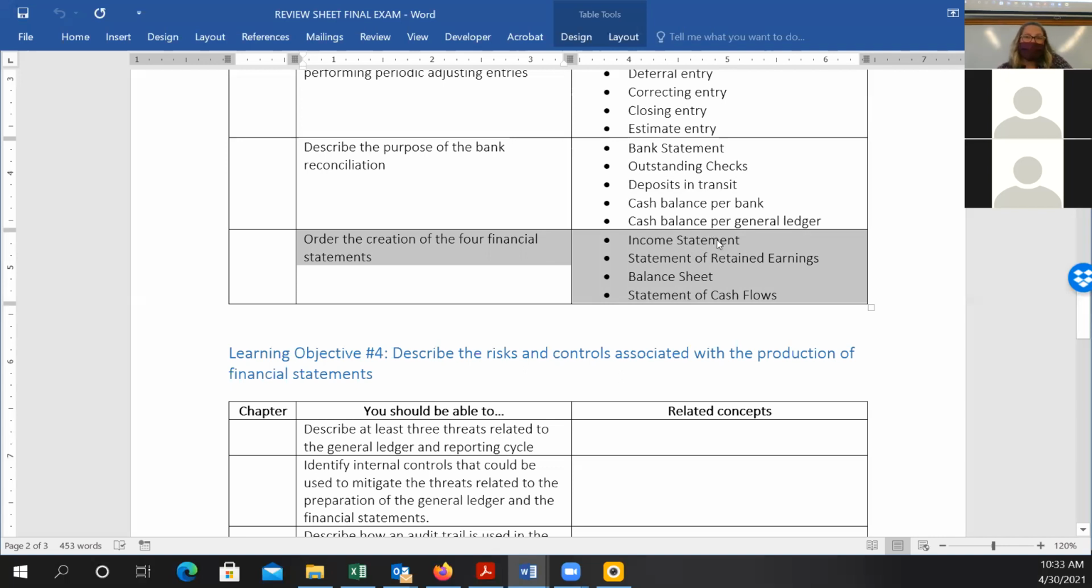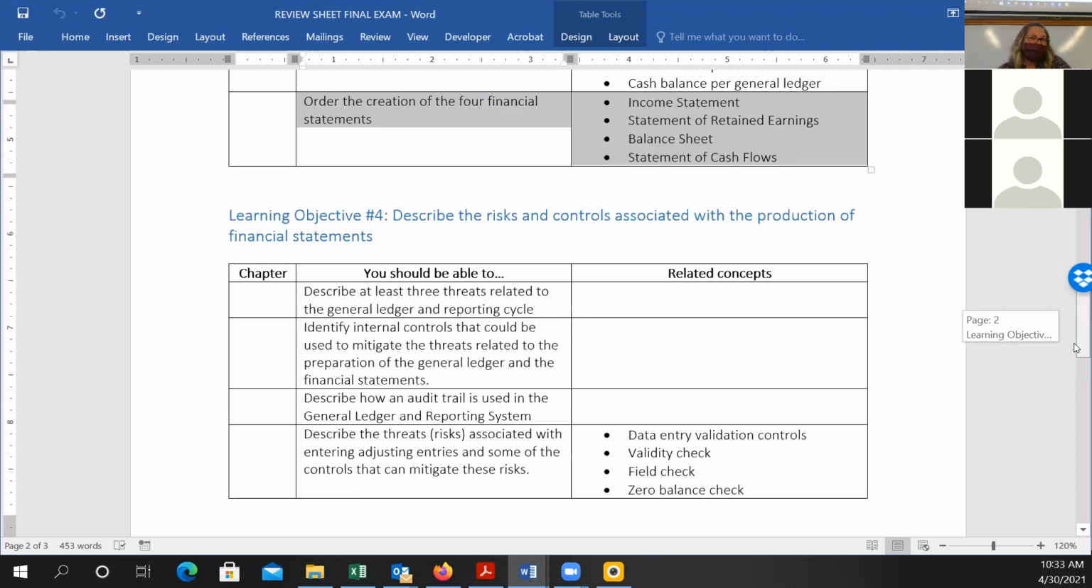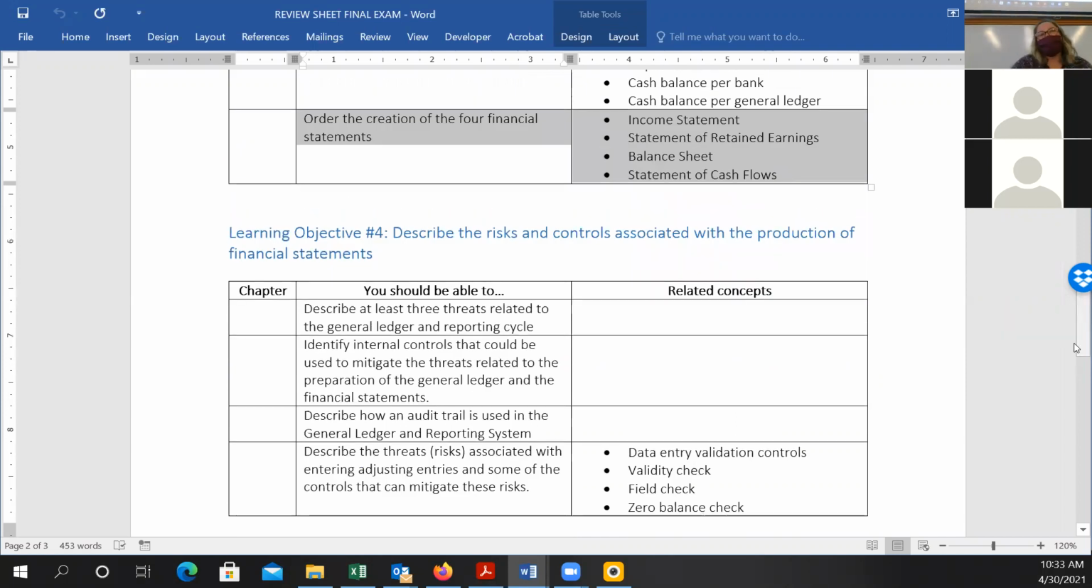So that way the net income from your income statement can be used to calculate your retained earnings, so that your retained earnings can be input in your balance sheet. And then last but by no means least, you prepare the statement of cash flows. So you'll probably see that, hint, hint, the exact same way you saw it on your first examination. So you'll get the drop-down menu where you say, oh, this one comes first, this one comes second, this one comes third, and this one comes fourth.